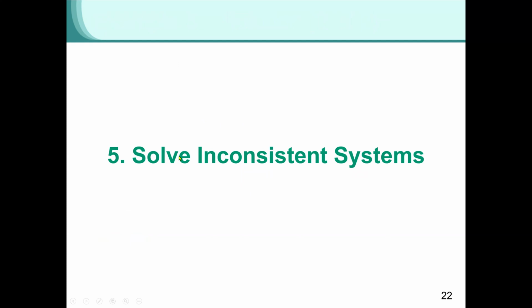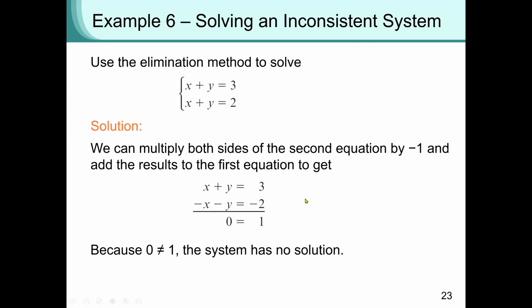So next, let's solve an inconsistent system. In the previous example, we have infinitely many solutions. The two equations are the same. So we have many solutions. So the system is consistent. Now, when you have an inconsistent system, it means, again, there's no solution. So here they say we should use the elimination method to solve the following problem.